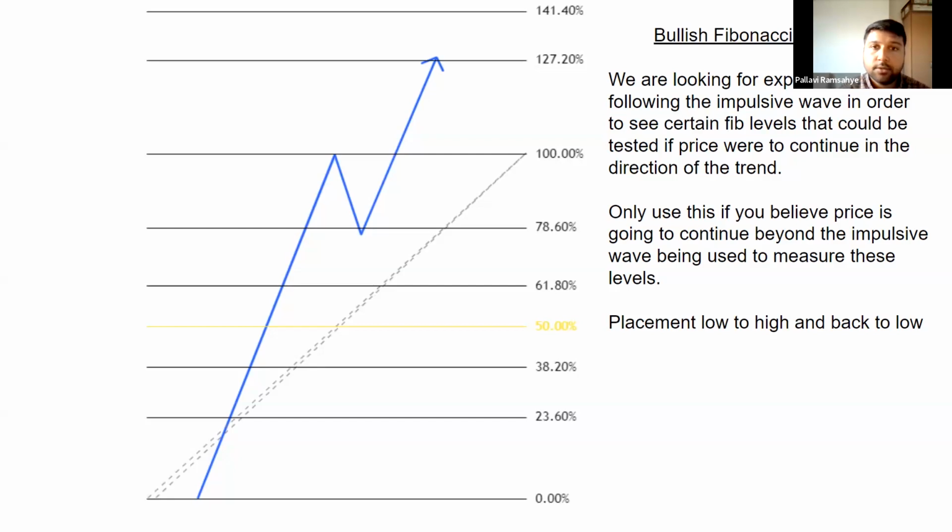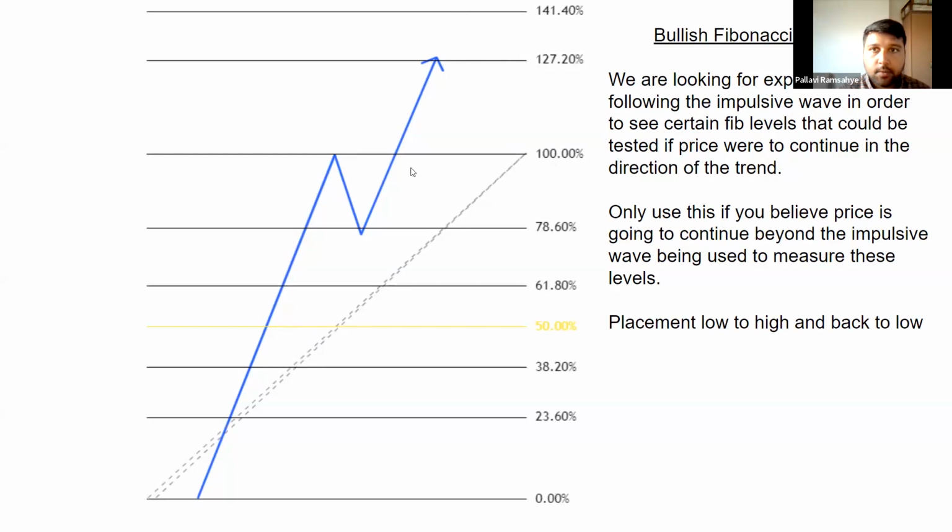That's when we can use this tool to have more of a confirmation that we're able to enter at this point and exit at this point. So we are looking for expansion moves following the impulsive wave in order to see the certain fib levels, to see them tested.